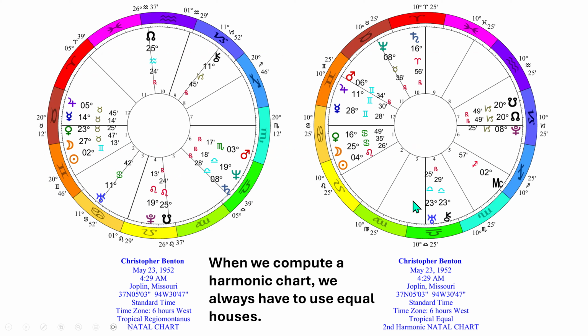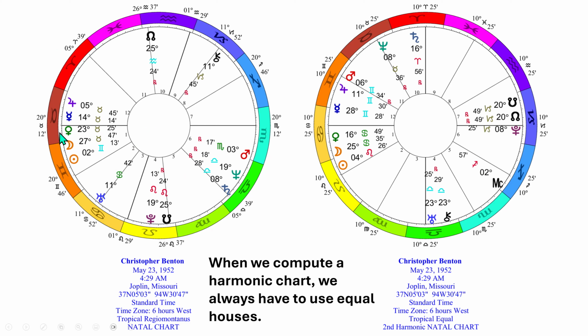Okay, now at this point, I can tell you why when we compute a harmonic chart, we always use equal houses. Here's a natal chart, my natal chart. Here's my 2 harmonic chart. You can see I've got my rising sign at about 20 degrees of Taurus. That's going to be 50 degrees away from 0 Aries. Multiply that by 2, I get 100 degrees. That's going to be about 10 degrees into Cancer. And sure enough, that's where the ascendant is in this 2 harmonic chart.